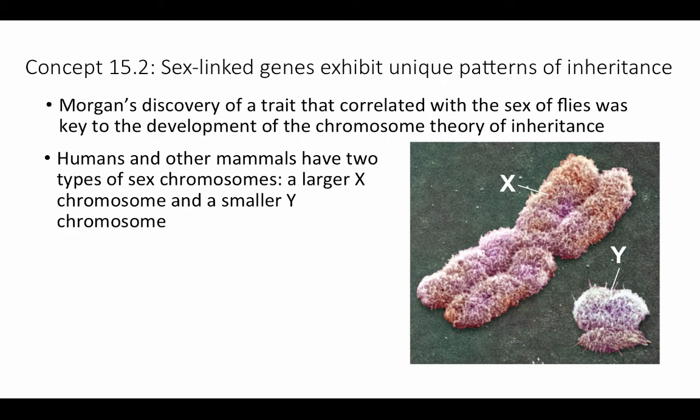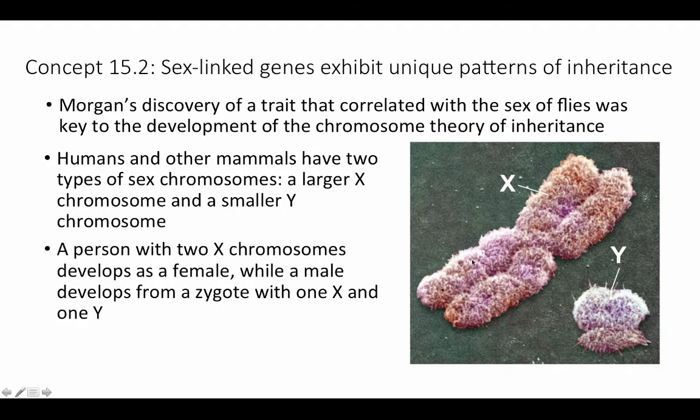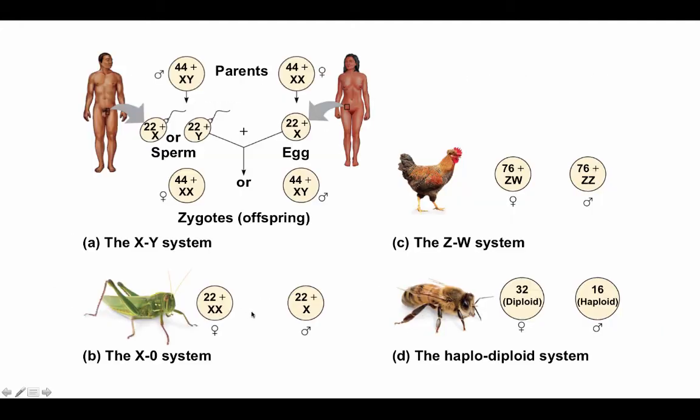Humans and other mammals have 2 types of sex chromosomes, a larger X chromosome and a much smaller Y chromosome. A person with 2 X chromosomes develops as a female, while a male develops from a zygote with 1 X and 1 Y chromosome. But there are other patterns of sex determination possible in other animals. So here is the typical pattern for humans.